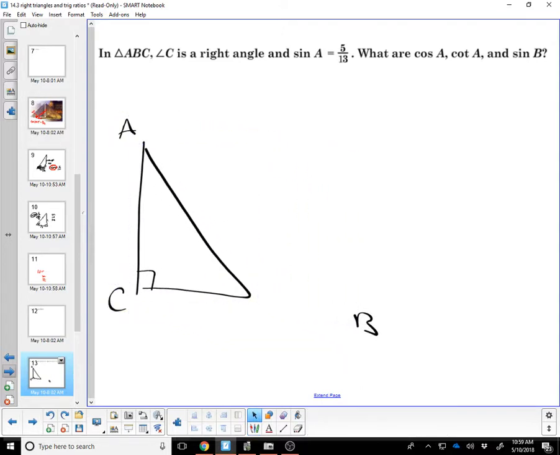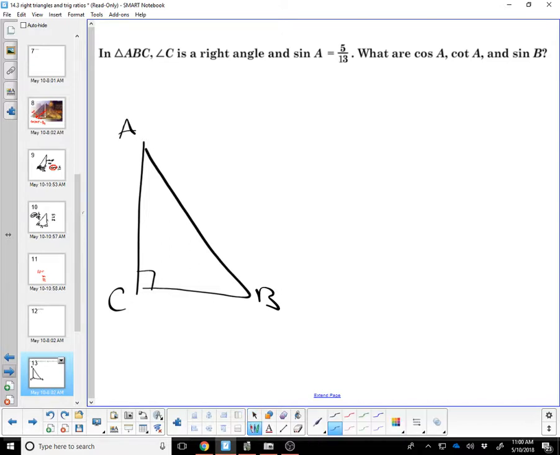You guys okay with that? I just read the first part. In triangle ABC, angle C is the right angle. And then they gave me something very important. What did they tell me? That the sine of A is 5 over 13. What does that mean?